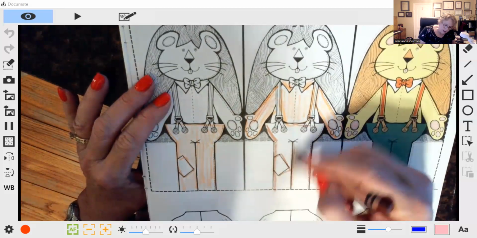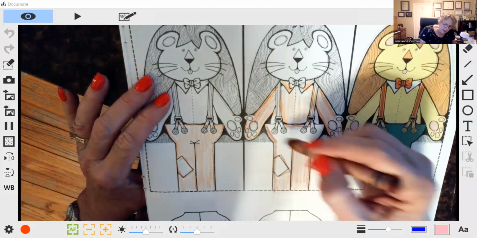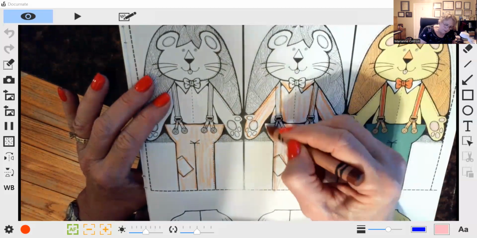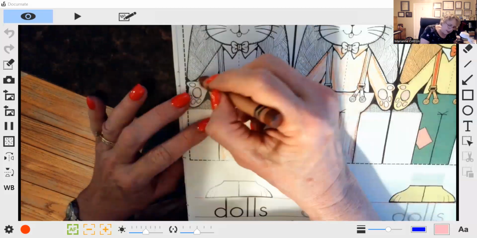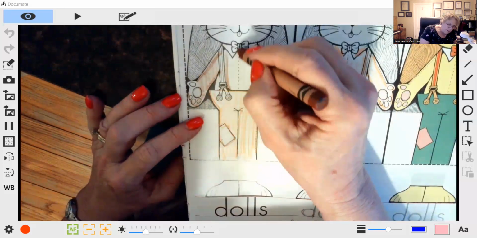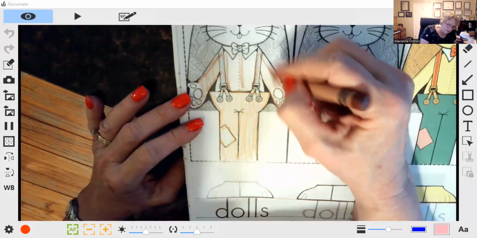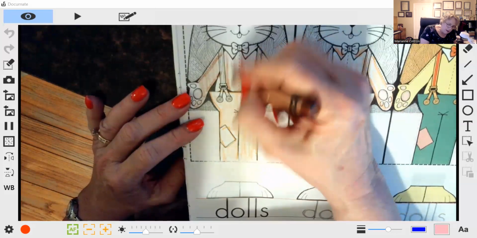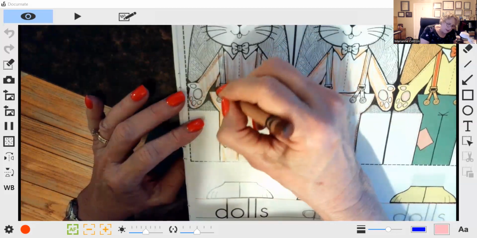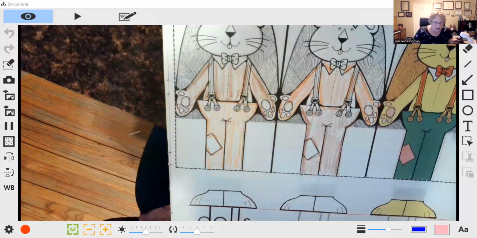And here's my square, up and down. Up and down makes it nice and neat. And I'm going to give this lion a brown shirt. Outline, outline, outline. Doesn't have to be award-winning coloring, just understanding, staying inside the lines right now.